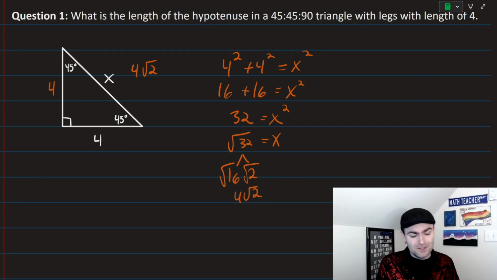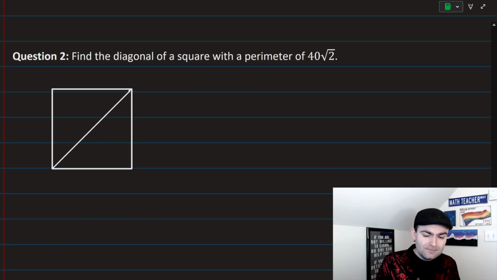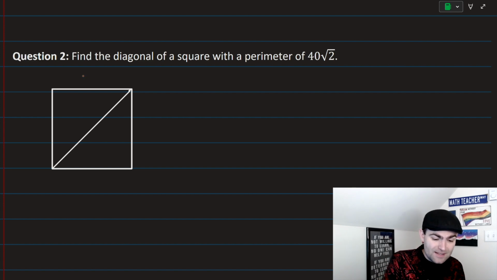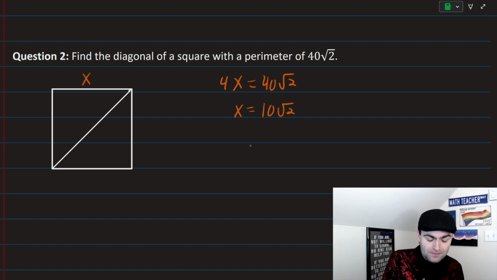Let's try an application. We want to find the diagonal of a square with a perimeter of 40 square root of 2. If the perimeter is 40 square root of 2, that means if the side length is x, then we have 4x is equal to the perimeter, which is 40 square root of 2, meaning that x is going to be equal to 10 square root of 2.